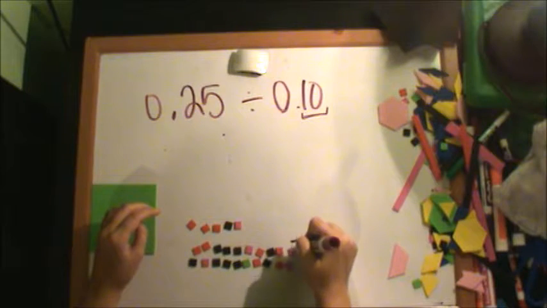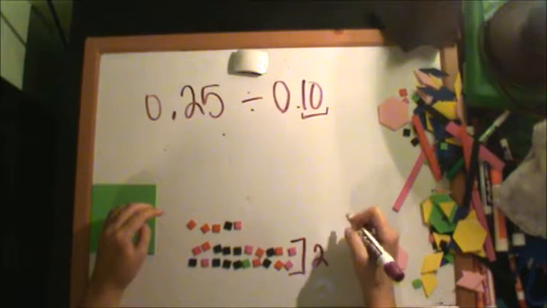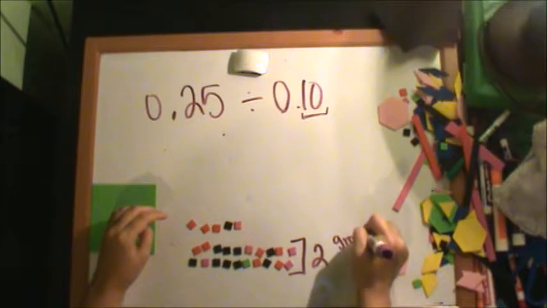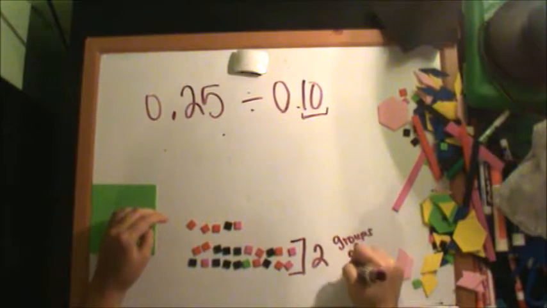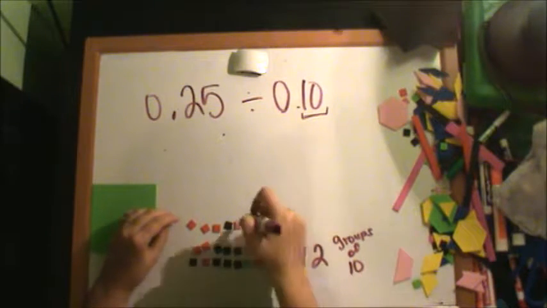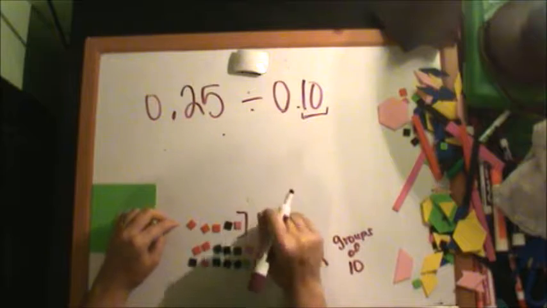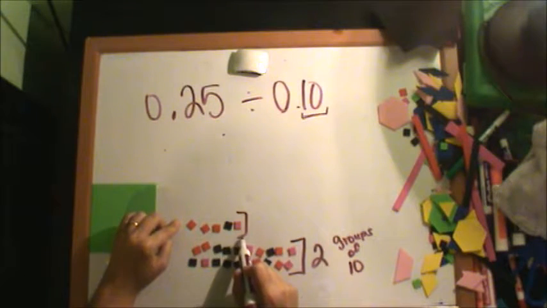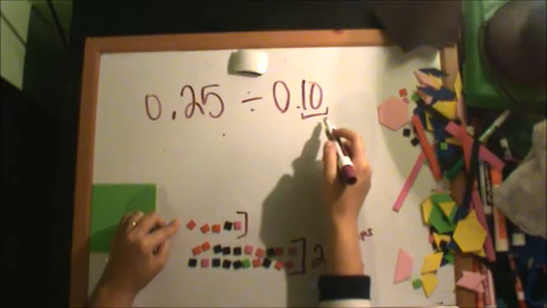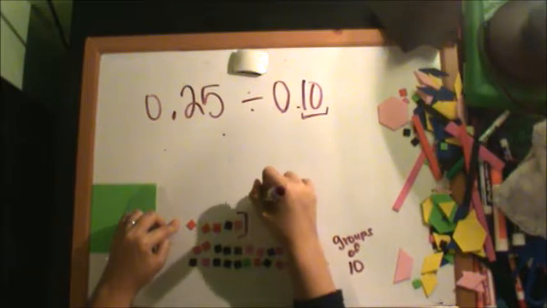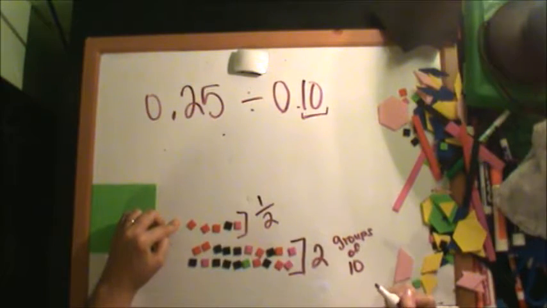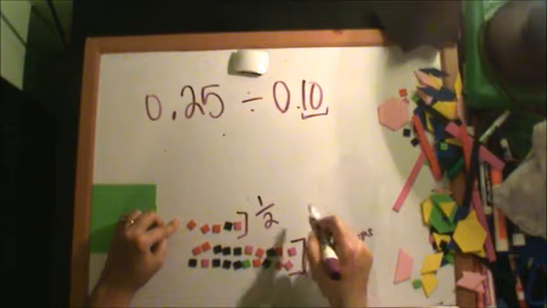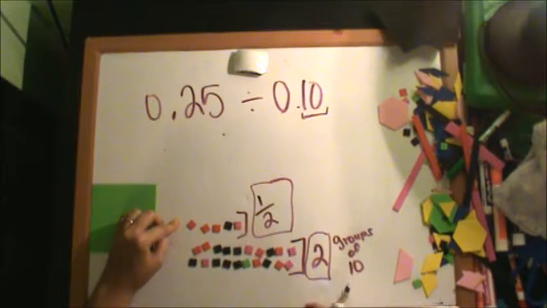So right here, I have 2 groups of 10. But right here, I only have 5 hundredths. And I know that 5 hundredths is half of a tenth. So I'm going to put 1/2. So this right here shows you that your answer is 2 1/2.